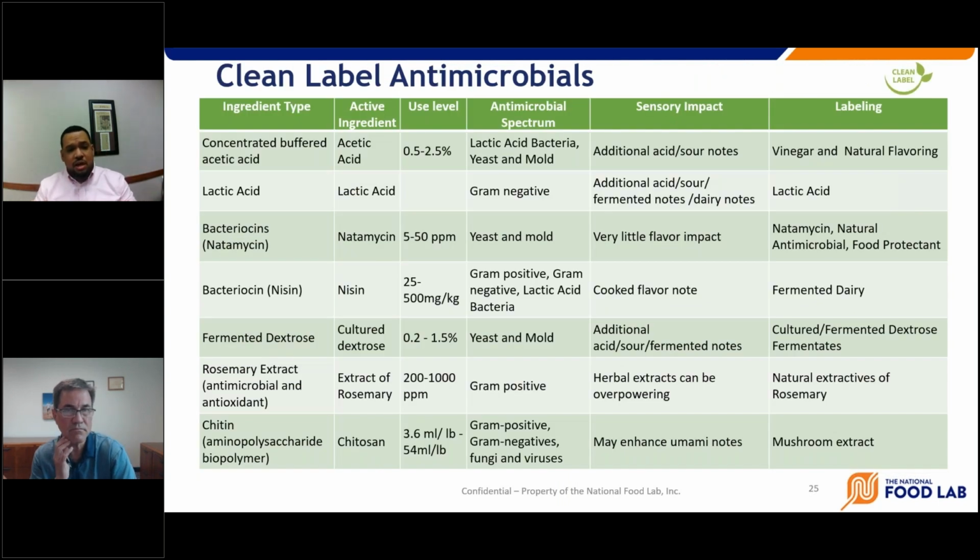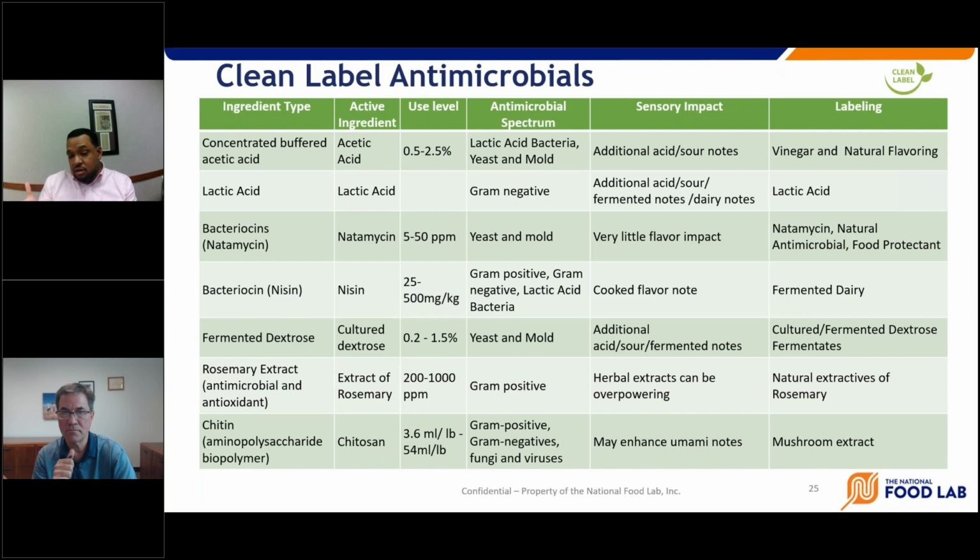So here are some examples of common clean label antimicrobials. And you can see the first one is concentrated acidic buffer. Basically, it's a vinegar that has been buffered, and the use level goes from either 0.5 to 2.5. And the antimicrobial spectrum is very broad in this case. It can control against lactic acid bacteria, yeast and mold, but the sensory impact is that you will have some more sharp, sour notes in your product.